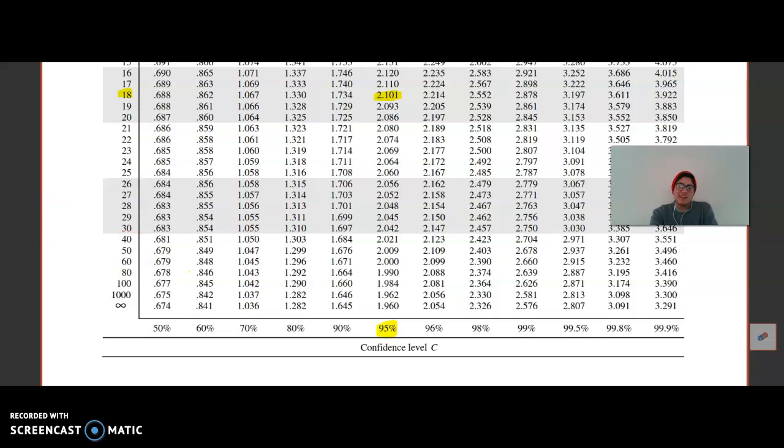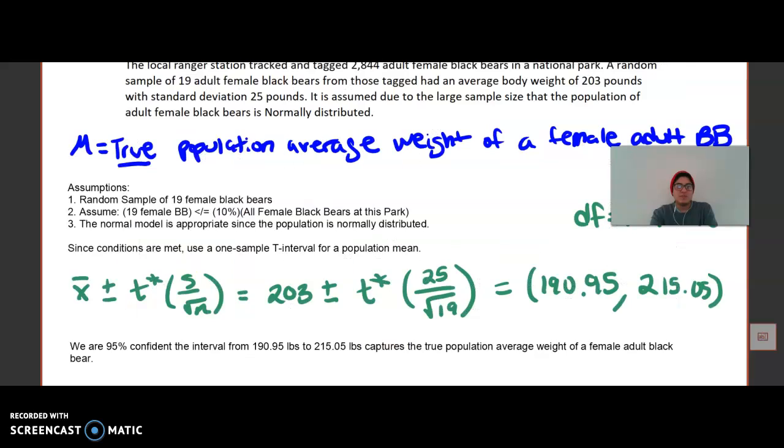But if you have your handy-dandy calculator and you've already named the test, you don't have to worry too much about explicitly listing t-star, but it is good practice for the multiple choice section. So if I were to replace this with 2.101, or using my calculator command, filling in these values here, I would obtain the following interval, 190.95 to 215.05. Thus, we are 95% confident that the interval from 190.95 pounds to 215.05 pounds captures the true population average weight of a female adult black bear.